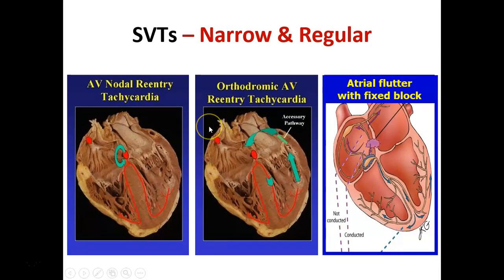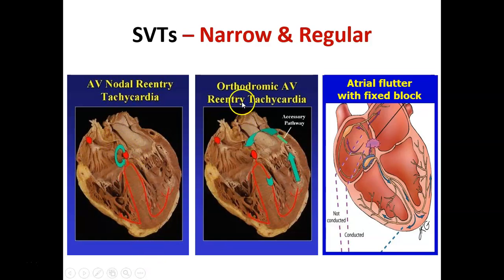Okay, so again look. First, we will talk about the narrow and regular supraventricular tachycardias, and three main mechanisms are involved. The first is atrioventricular nodal reentrant tachycardia. Here, the impulse originates from the atria and then it moves around the AV node. That's why it's called atrioventricular nodal reentrant tachycardia.